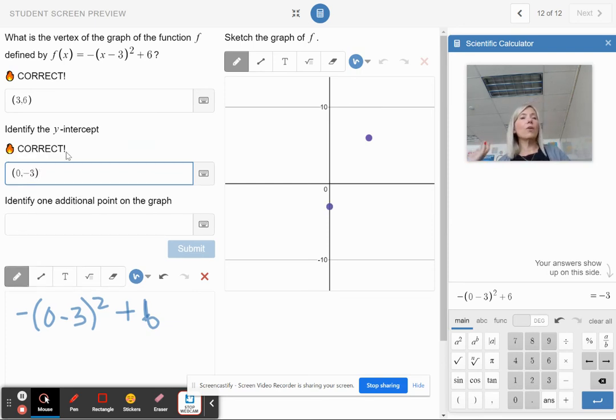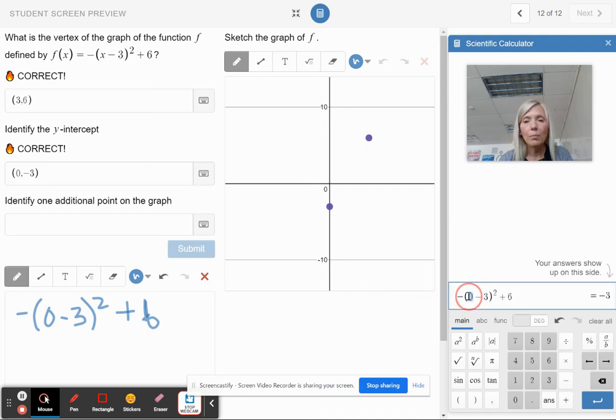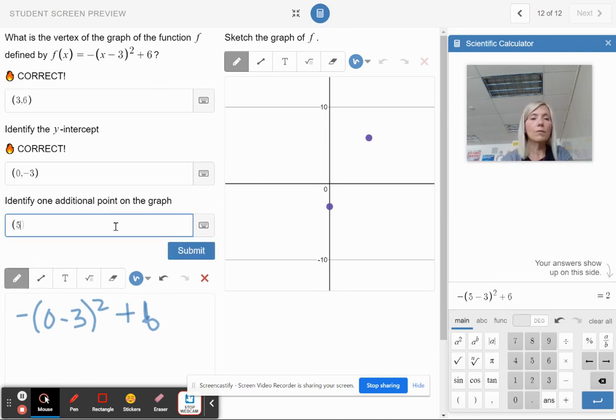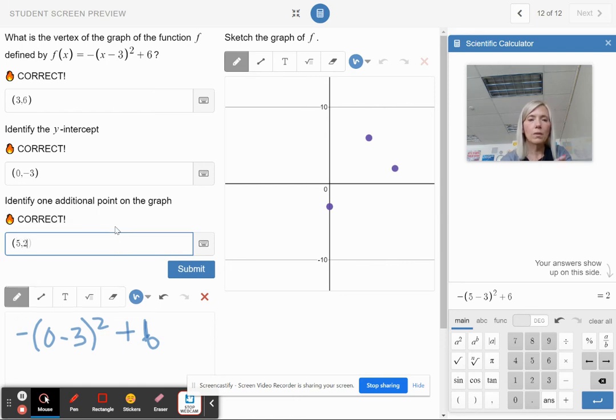And then it says identify one additional point on the graph. Well, guess what? I can change this 0 to any number I want. I already have it for 0, and for 3 when x is 3. How about 5? When x is 5, the answer is 2. So I changed it to a 5. It's the beauty of using Desmos. There's another point on the graph, okay? So there's lots of other points you could find as well, just by plugging in different numbers for x and finding the answer for y.